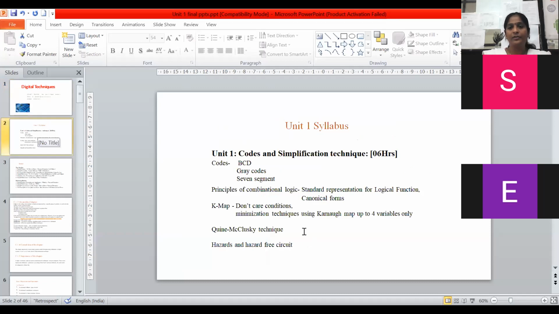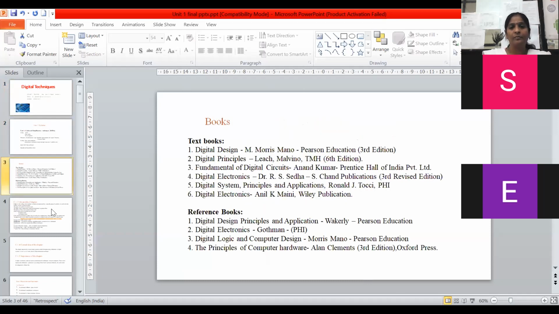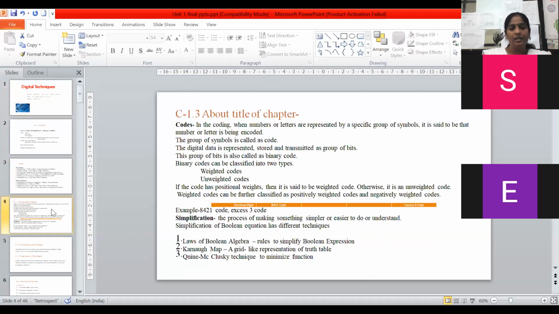This is the syllabus for unit number 1, codes and simplification technique. A brief introduction for this we have already completed. These are the reference books, and the title of the chapter. In this we are going to discuss two different points. First, the different types of codes, and second, simplification techniques. But before the discussion of the simplification techniques, we are going to discuss what we mean by the principles of combinational logic.